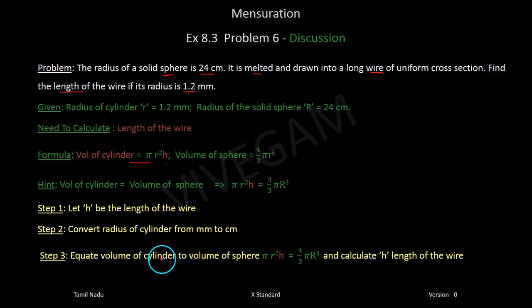Third step, equate the volume of the cylinder, that is the wire, to the volume of the sphere, that is pi r squared h equals 4 by 3 pi r cube, and we know everything in this equation except h, so we should be able to calculate the height, which is nothing but the length of the wire. So there are two key steps. One, convert the radius into centimeter, then calculate the volume of the sphere, equate that to the volume of the wire, which is cylindrical in shape. Then, simplifying, you will be able to get the length of the wire. Now pause the video and try to work this problem on your own. After working, check your working against our solution.